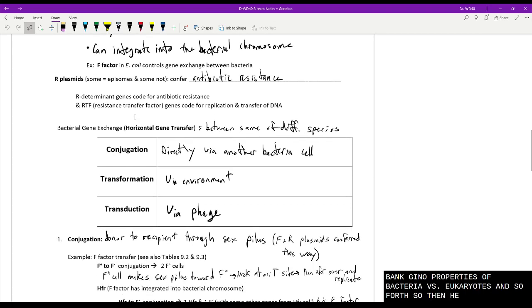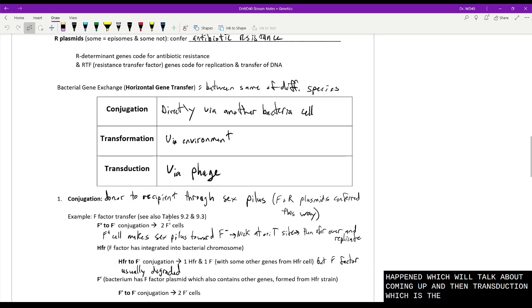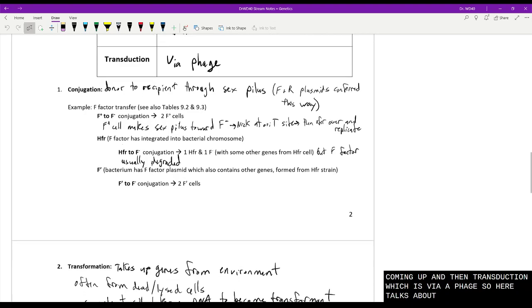So then here we talked about different forms. Bacteria can exchange genes. Conjugation is via that sex pilus between two bacteria, and then transformation is via the environment. So that transformation experiment that happened, which we'll talk about coming up, and then transduction, which is via a phage. So here it talks about conjugation.